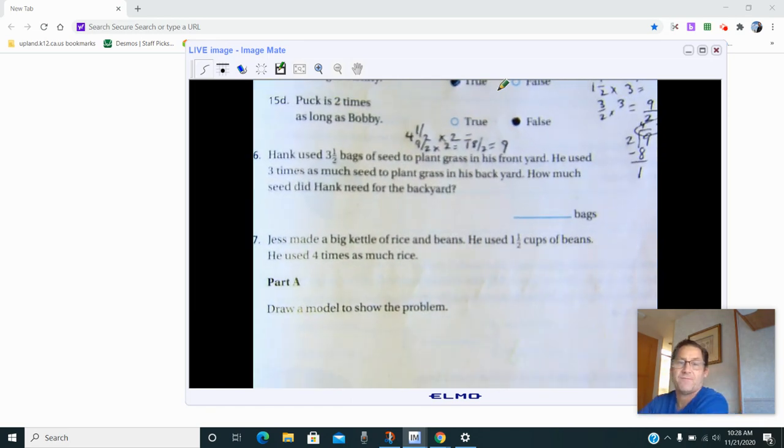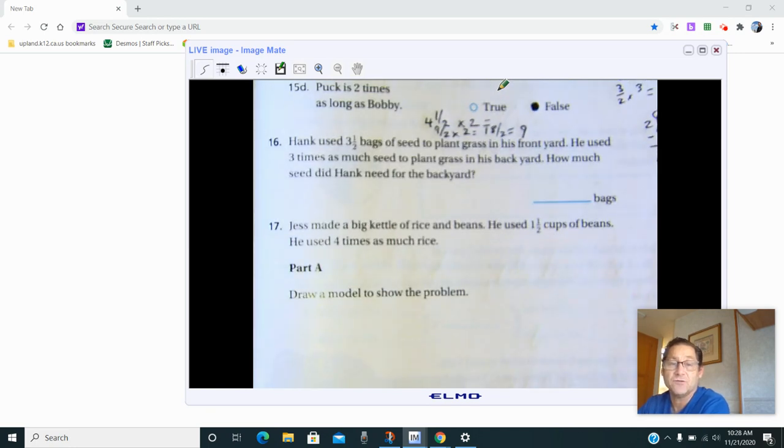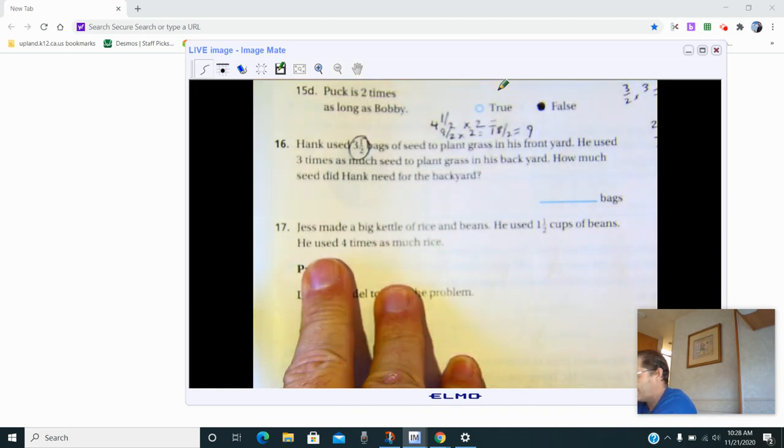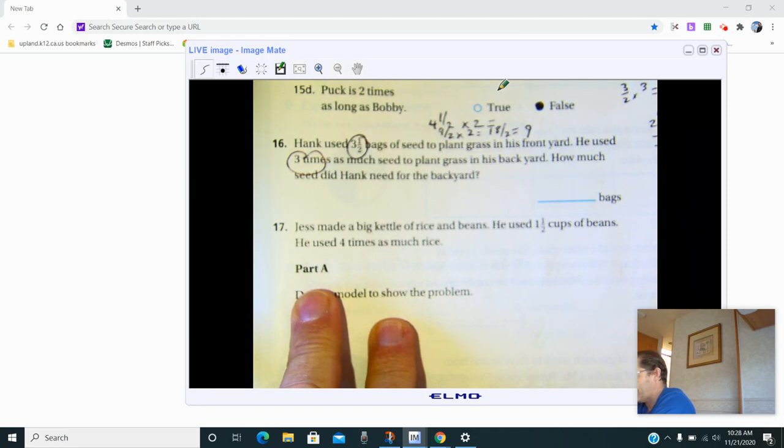Hank used 3.5 bags of seeds to plant grass in his front yard. He used 3 times as much seed to plant grass in his backyard. How much seed did Hank need for the backyard? So 3.5 bags for the front yard, 3 times as much for the backyard. How much did he use for his backyard?